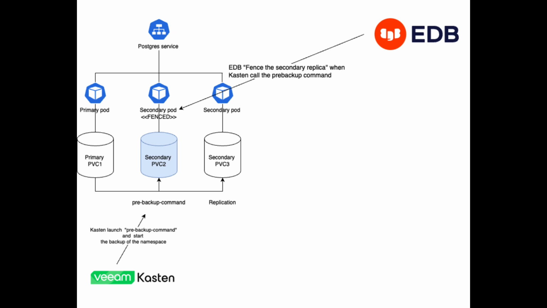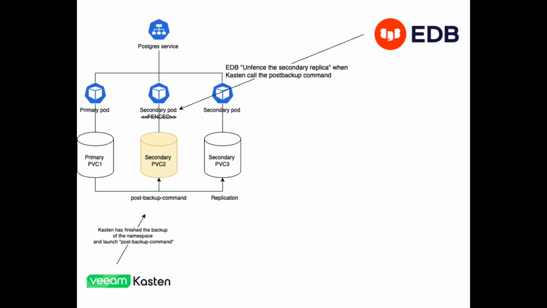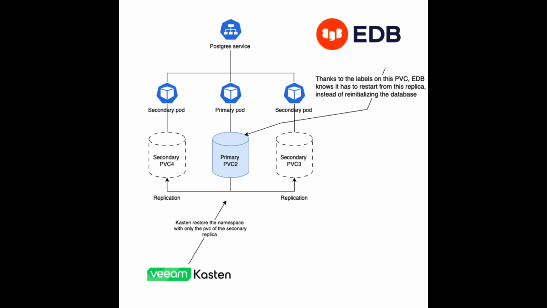When Kasten via a blueprint initiates a pre-backup command, the EDB operator will fence off the secondary replica. Kasten will then perform the backup of the entire namespace. Once the backup is complete, Kasten will initiate the post-backup, which will then tell the EDB operator to unfence the secondary. From a restore point of view, labels on the PVC will let the EDB operator know it has to restart from this replica. Kasten restores the entire namespace.